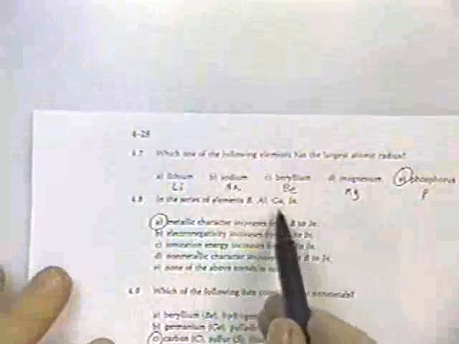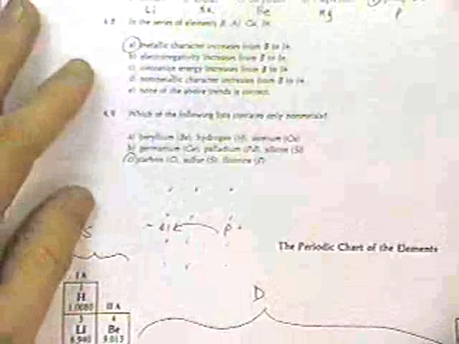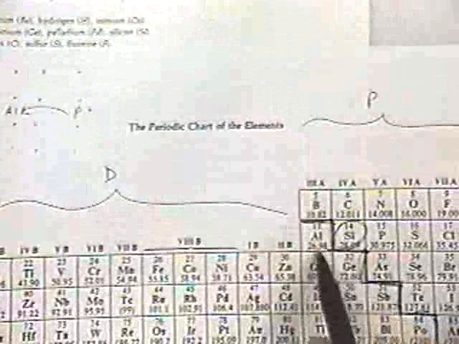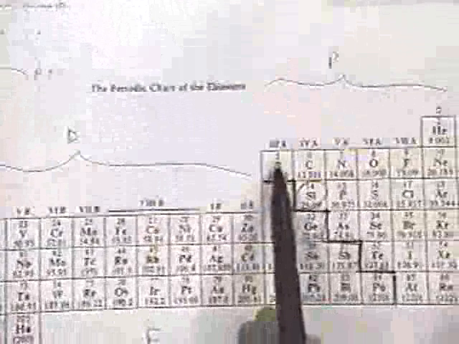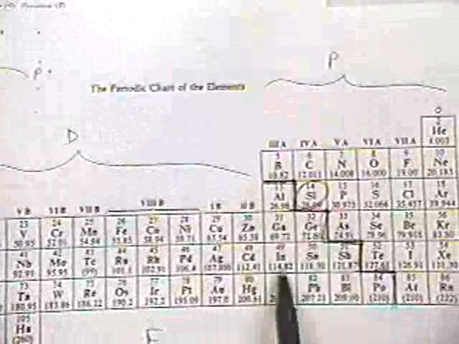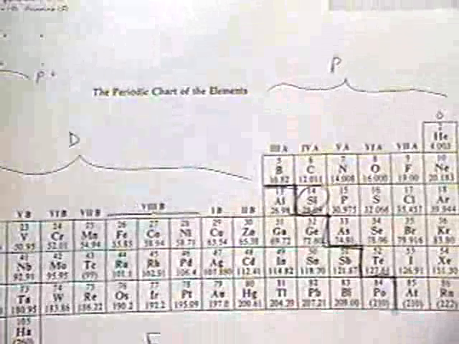In the series boron, aluminum, gallium, indium, let's take a look at the periodic table. Here we have boron, aluminum, gallium, indium. What we're doing is going down the periodic table. So notice that what's happening is that here we were to the right of this heavy line, and then we're moving further away from the heavy line, so the metallic character is increasing as we move down.